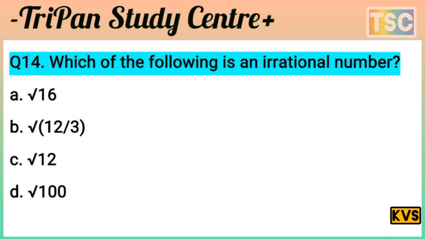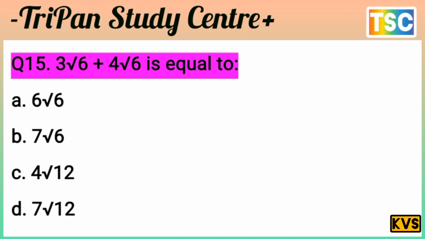Let's see the next question. The question is: 3 under root 6 plus 4 under root 6 is equal to? The options: A, 6 under root 6. B, 7 under root 6. C, 4 under root 12. D, 7 under root 12. First of all, check your knowledge. I give you a few seconds. You must have a thought of your answer. Let's see the answer.